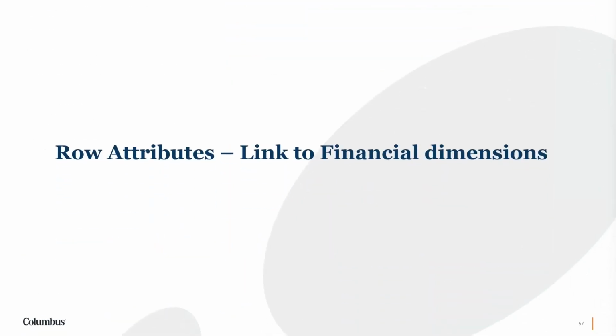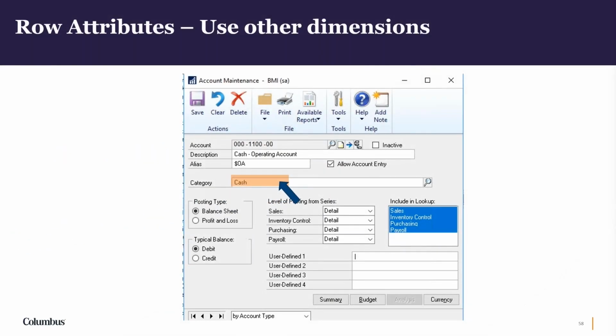The next set of tips has two options that aren't always talked about: using other dimensions to code a row definition instead of GL accounts. One is the account category. This is a required field on the account card in GP. Account categories allow you to group accounts together that may not always be sequential.